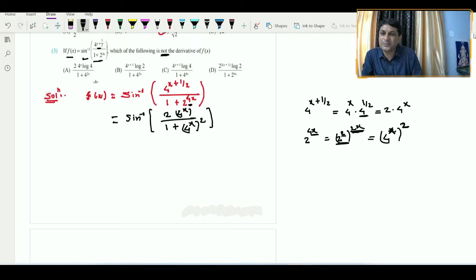Now here if you are substituting 4 raised to power x is equal to tan theta, see what we'll get here. This implies that theta is equal to tan inverse of 4 raised to power x. ये tan इधर आके क्या होगा tan inverse.